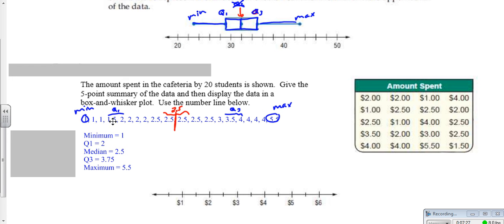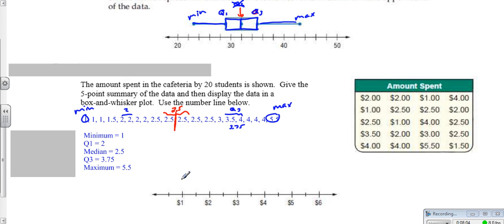1 is your minimum. The average of those two, I have 2. I think I might have miswrote there. Oops. If I count more carefully, 1, 2, 3, 4, 5, 1, 2, 3, 4, 5. It's between those two. So the average of those two is 2. Your median, 2.5. The average of these two is 3.75. Add them up, divide by 2. Then your upper extreme, or your maximum, is 5.5.